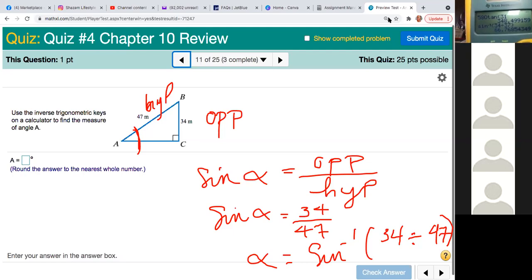And you did inverse sine of 34 divided by 47? Oh, shoot, I made a mistake. Look at what I typed in there. I did 37 instead of 47. That's 46 even. Hold on, let me fix this. Okay, and this is what I'm getting, 46. Is that what you got? Yes. Okay, and then you have to round it to the nearest whole number.